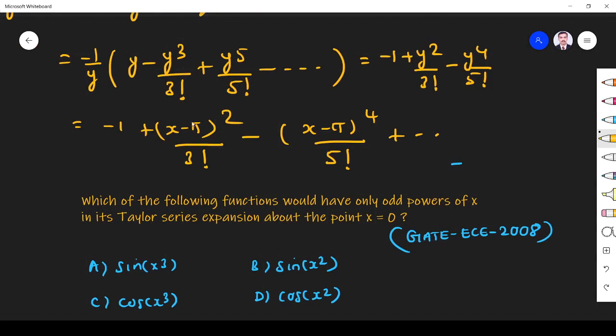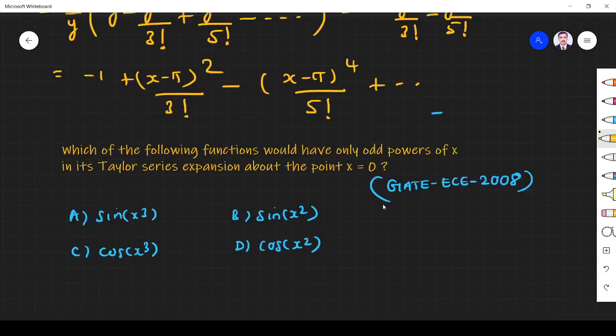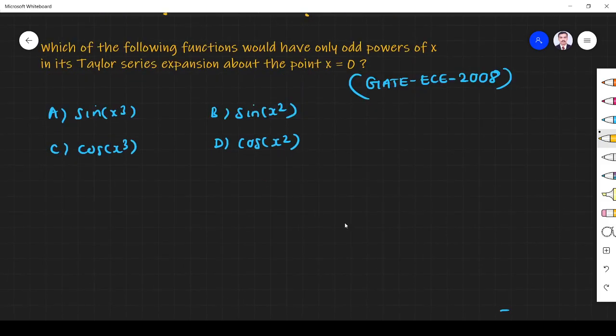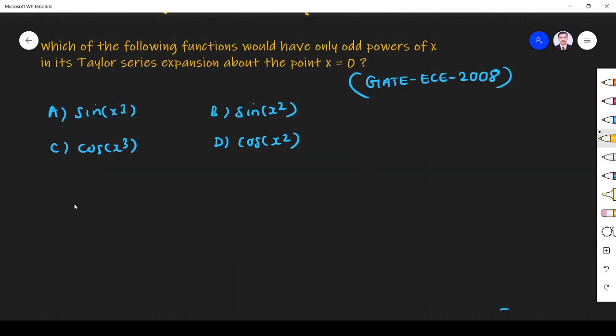Okay, the next question, let us go to the second question, right? The question asked here is, which of the following functions would have only odd powers of x in its Taylor series expansion about x is equal to 0? So they have given sine and cos, right? So first I write the expansion for sine and cos in simple terms. We know sine x can be written as, just now I wrote, x minus x cube by 3 factorial plus x power 5 by 5 factorial minus, like that it will go.